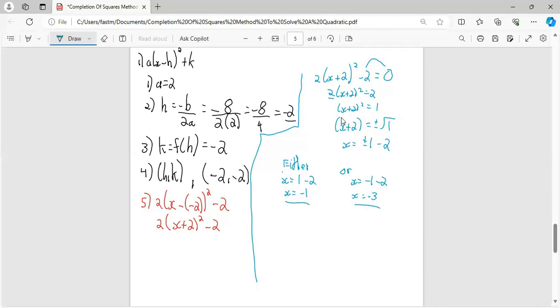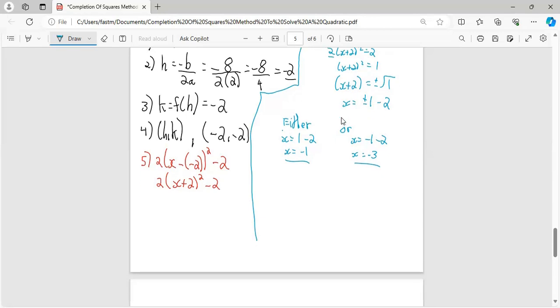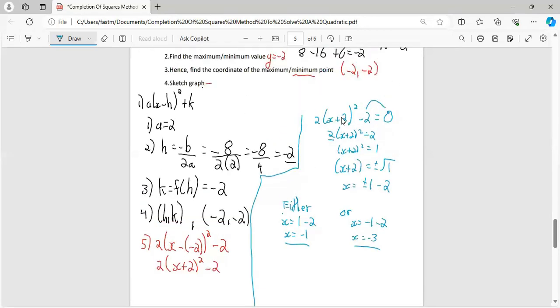So that's the recap. To solve it, you just make it equal to 0. You transpose. When you get to this step here, square root both sides because the opposite of square is square root. And when you square root the other side, don't forget to put the plus or minus outside. If you didn't put the plus or minus outside, you'll only end up with one of the roots. You must put the plus or minus. Alright, so we have our roots. We have the h and k.